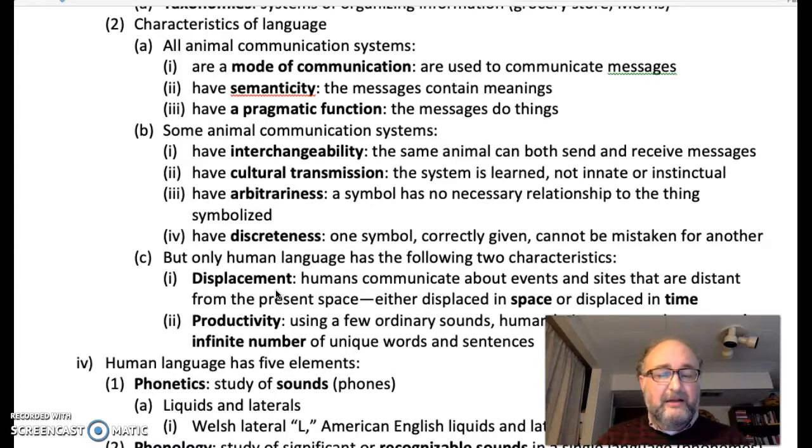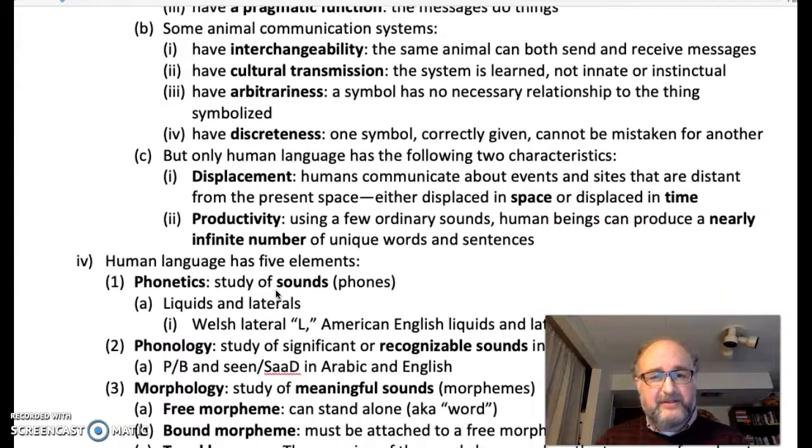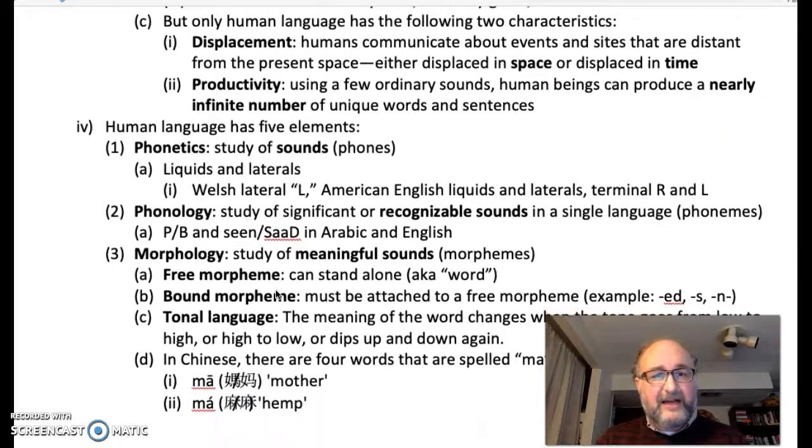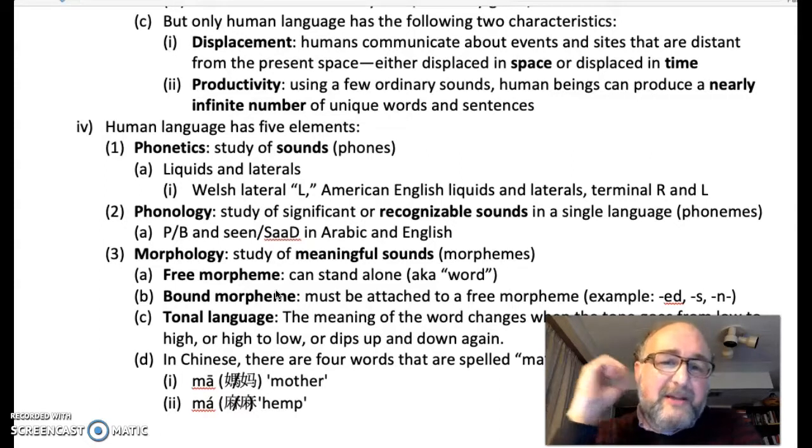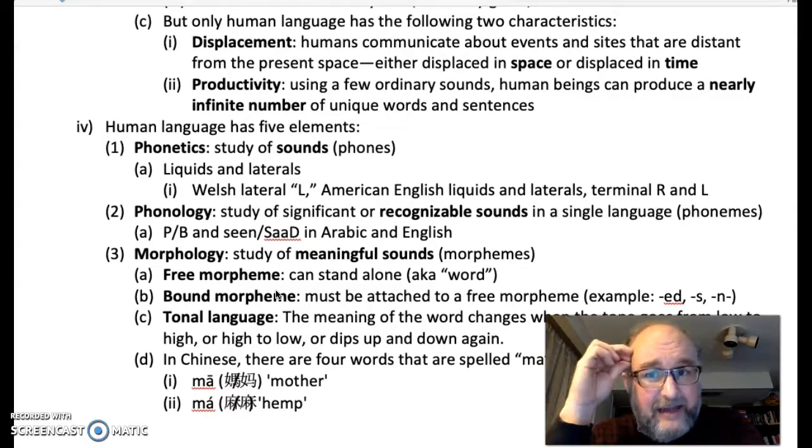It's not a big deal. But only human language has the following 2 characteristics, at least this is what we are claiming for this class. We can debate these in a different class, but in this class, only human language has displacement and productivity. Displacement says that human beings can communicate about events and sites that are distant from the present space, displaced either in space or in time.